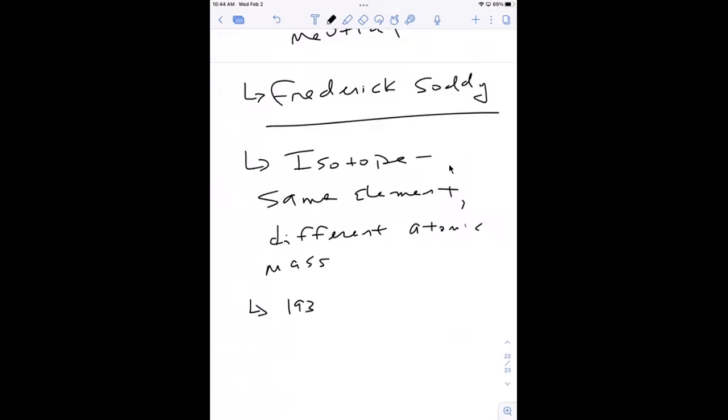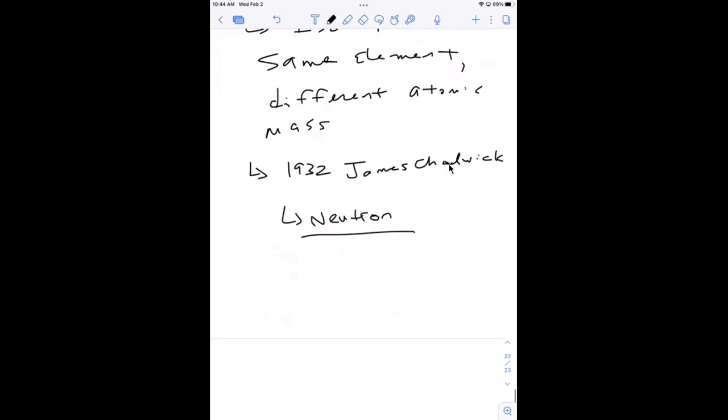And in 1932, a long time ago, James Chadwick came up with the idea of the neutron. So the neutron is similar in mass to the proton. Protons and neutrons have roughly the same mass, and they make up the bulk of the mass of the atom.